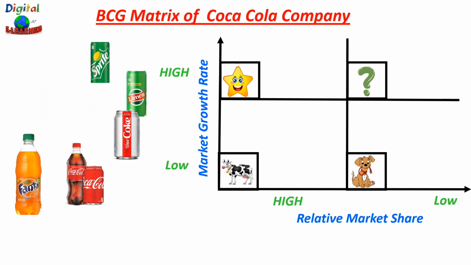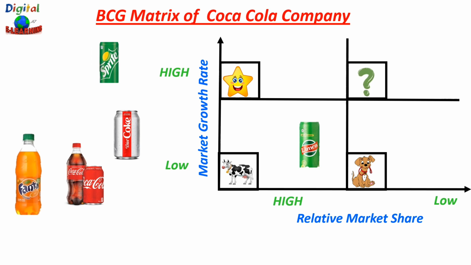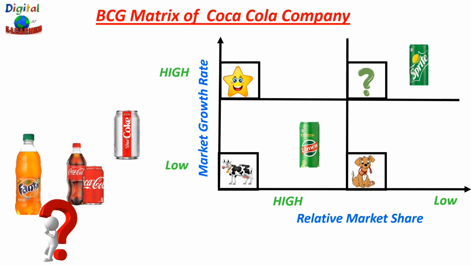The first one is Limca, with relatively high market share, but market growth rate is low. Next we have Sprite, with relative market share very low, but the market growth rate very high. Now we are left with three: Fanta, Coca-Cola and Diet Coke. I leave it up to you to decide in which of these four quadrants these three products fall.